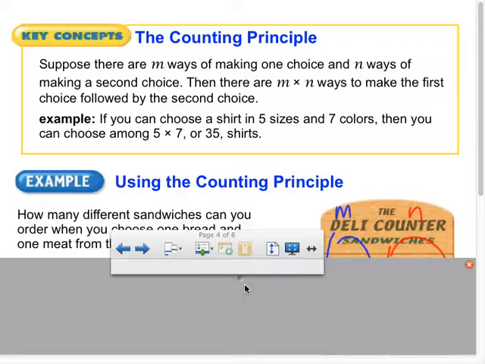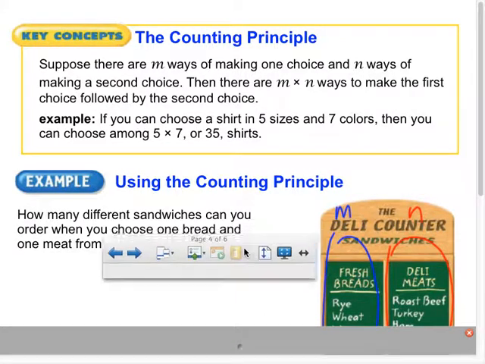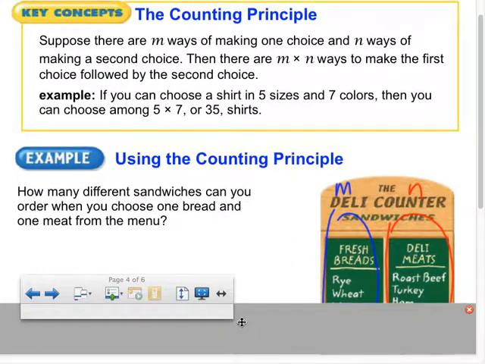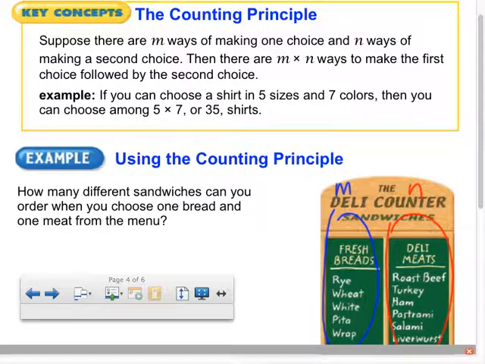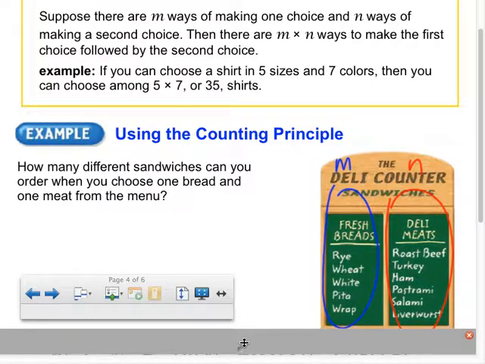Now, just to kind of align this question with the key concept, how many of you have been to Subway before? Okay, what's the first thing they asked you? What kind of bread, right? Okay, and then they ask you, okay, what do you want on the sub, right? So this should make sense to you. Using the counting principle, how many different sandwiches can you order when you choose 1 bread and 1 meat from the menu? So if you look, that's not a coincidence. I circled the first option, I put an M over it. I circled the second option, I put an N over that.